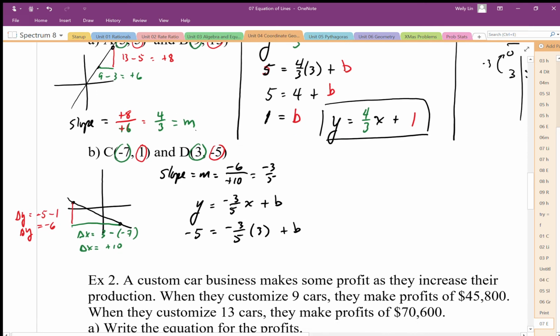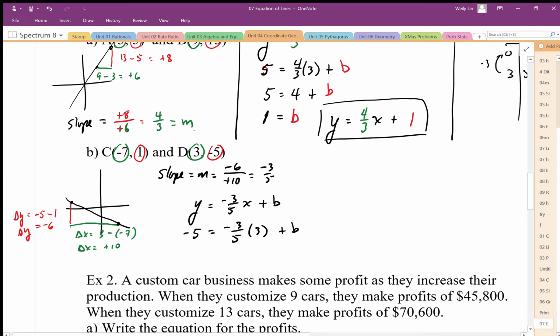Okay, so I've plugged in my x and y. I'm going to solve for my b by isolating that b. So here I'm going to get -9 over 5 plus b. So I get b equals, this is going to be -25 over 5. And I'm going to add 9 over 5 to both sides. So I end up with b equals -16 over 5, which is about -3.2. We guessed -3. That's pretty close.